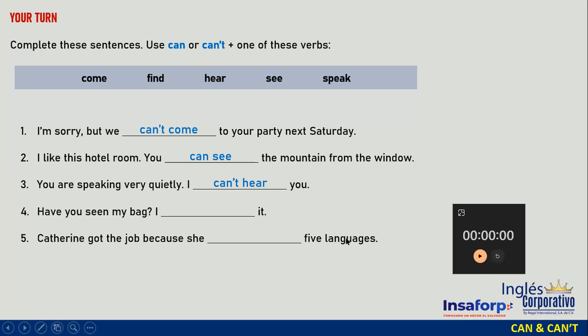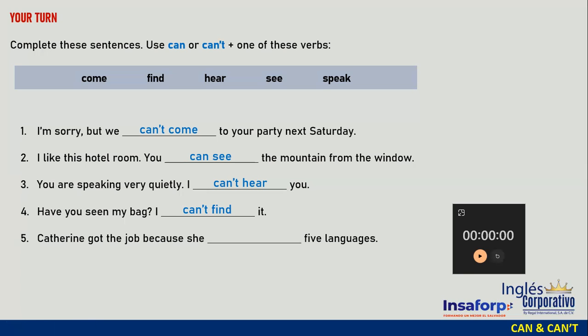Number four. Anyone? Have you seen my bag? I cannot find it. Very good. Have you seen my bag? I cannot find it, or I can't find it. Okay. What about number five? La última.